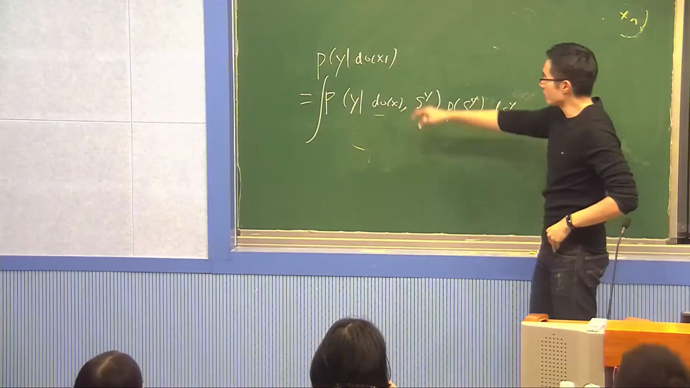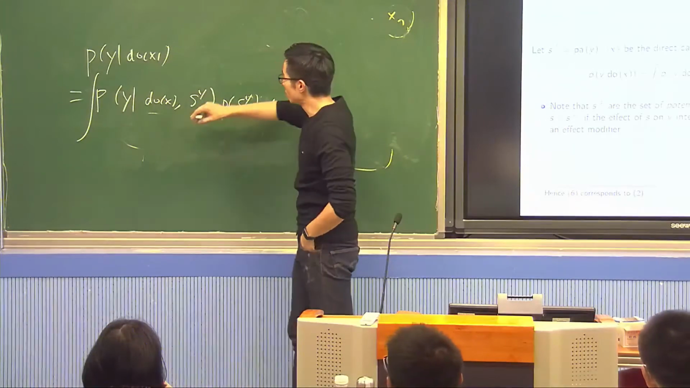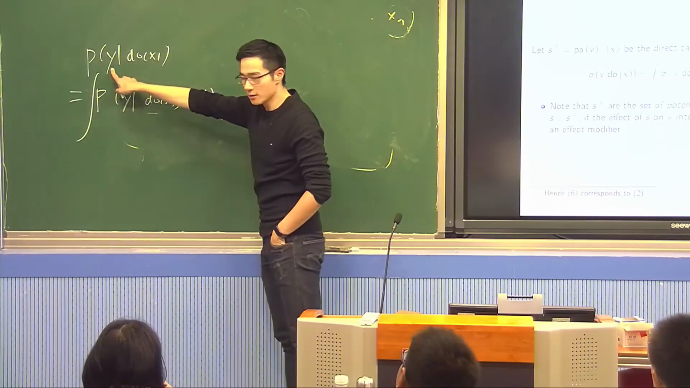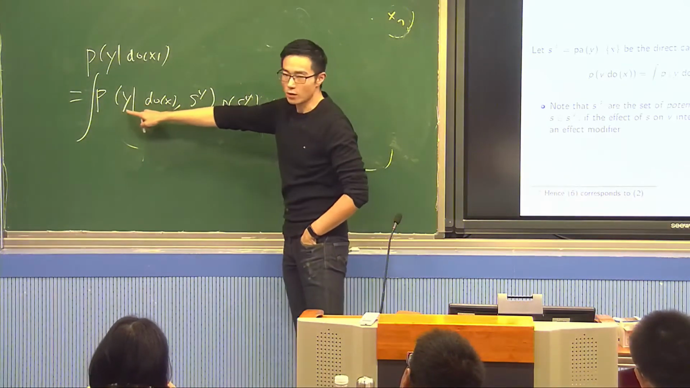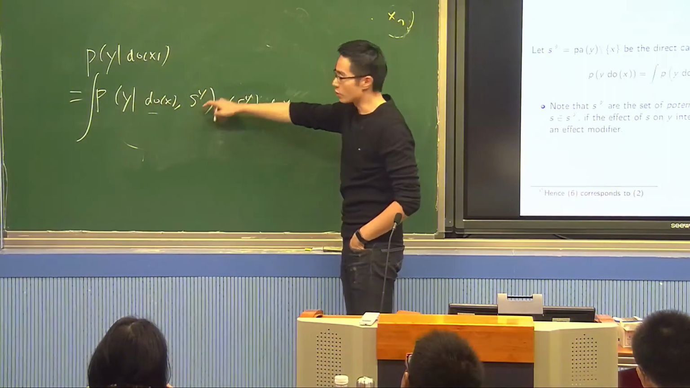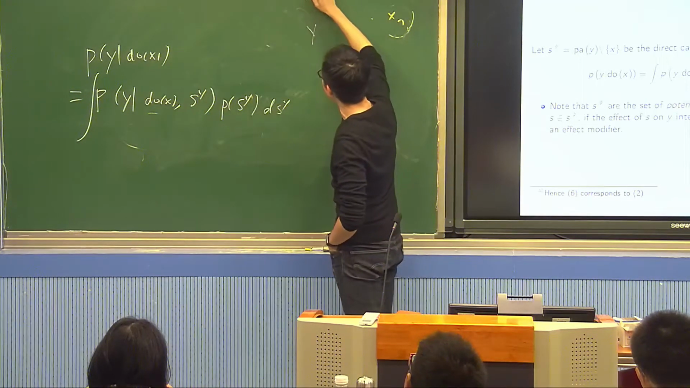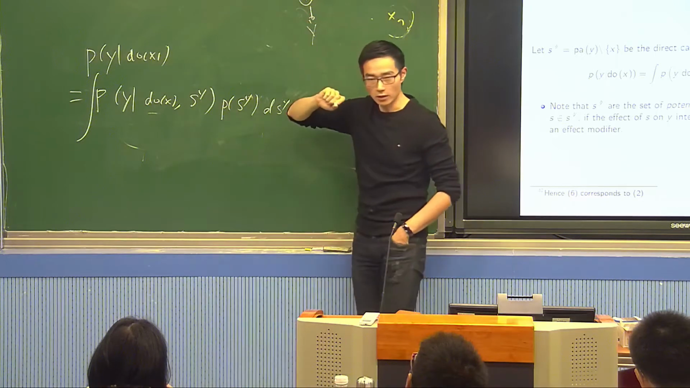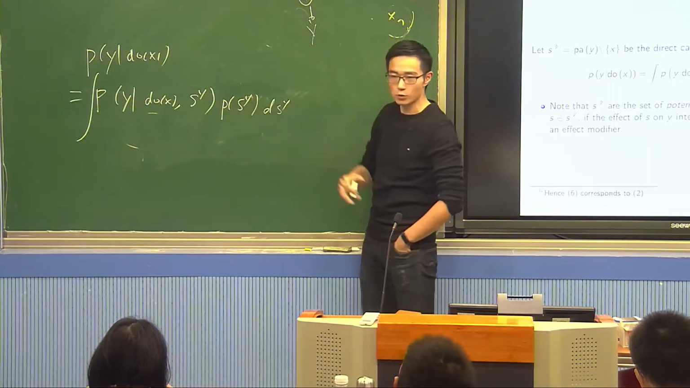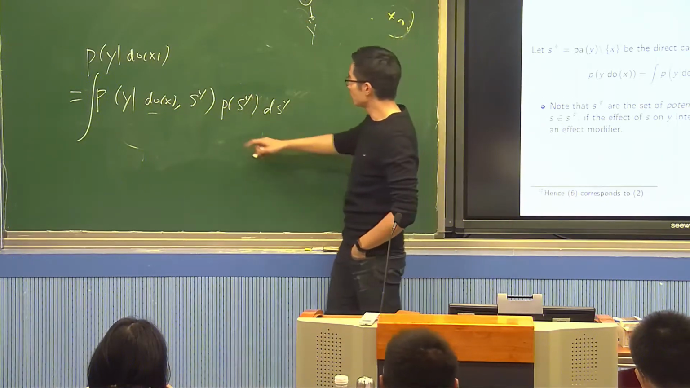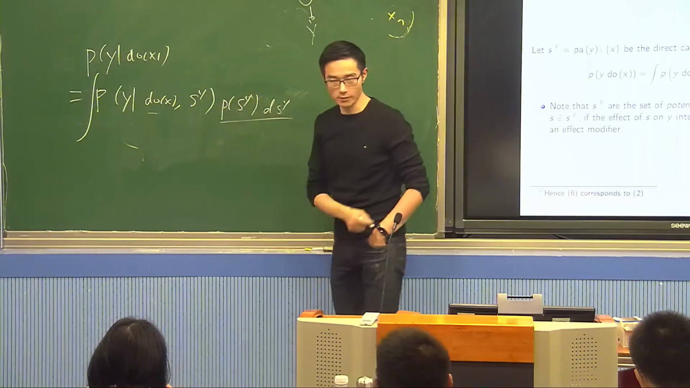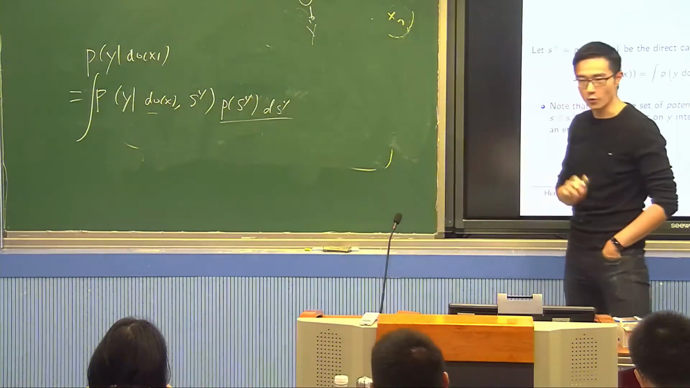So this is pretty straightforward: the causal effect of x on y is the causal effect of x on y conditional on sy, where sy is any other things that lead to y, that have a causal effect on y. The probability of sy is integrated with respect to y. So that's pretty straightforward.